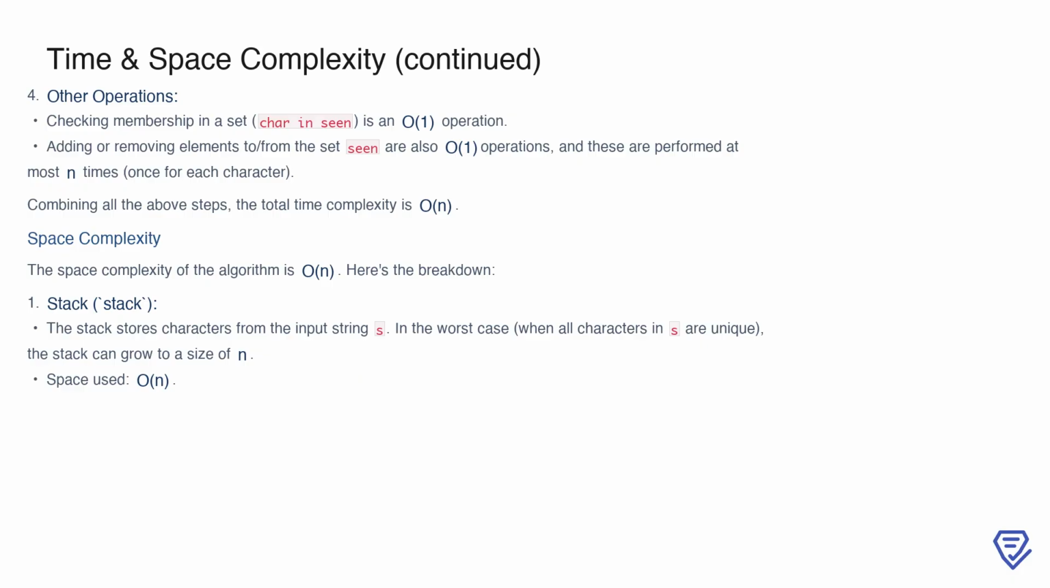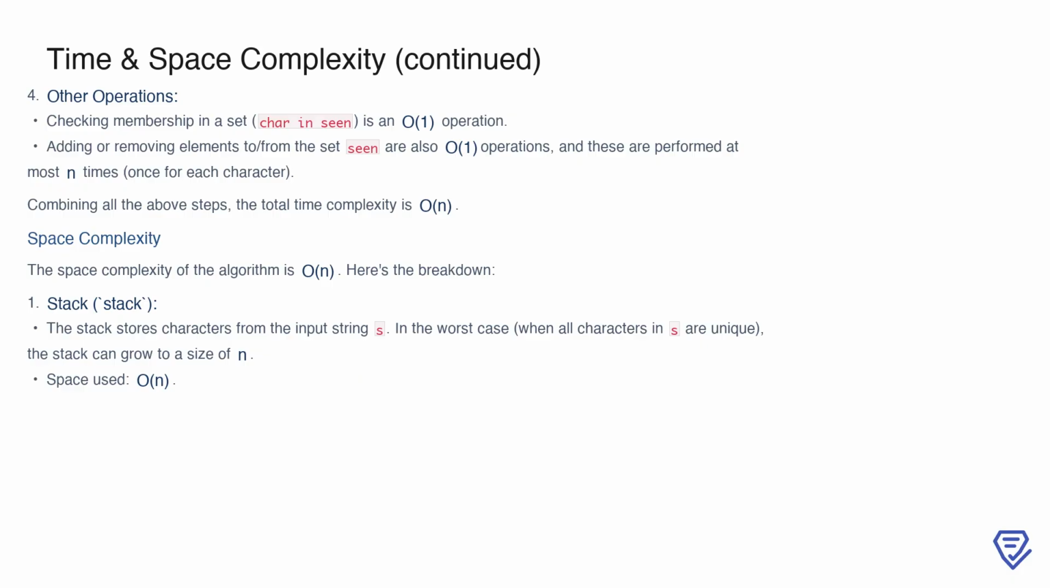Now, let's consider the other operations within the algorithm. Checking if a character is in the set seen is an O(1) operation. Similarly, adding or removing elements from the set is also O(1). Since these operations are performed at most n times, once for each character in the input string, their overall contribution to the time complexity remains O(n). Combining all these steps, from the pre-computation of the last occurrence dictionary to the stack and set operations, the total time complexity of the algorithm is O(n).